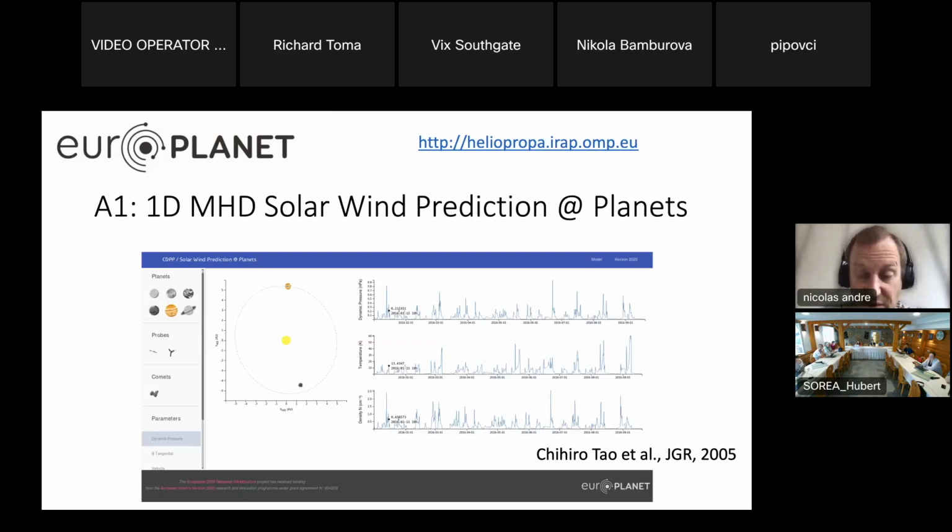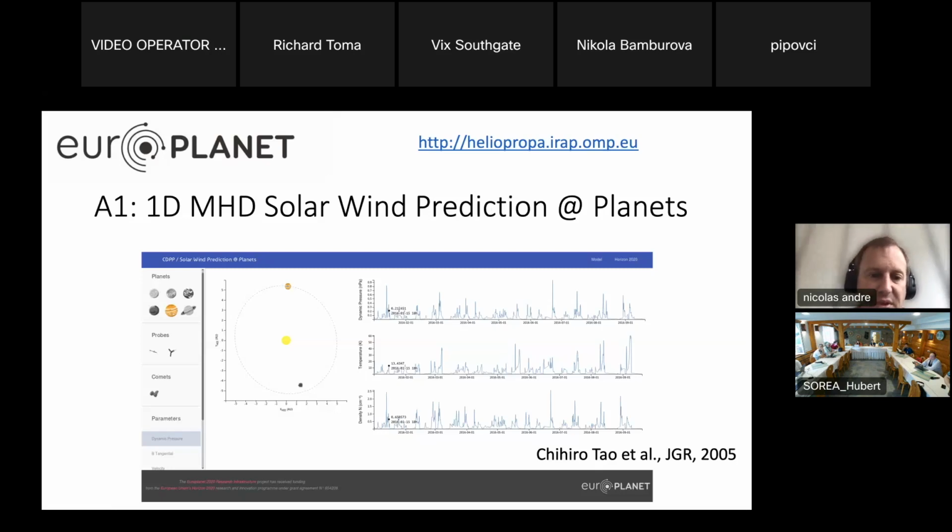So this system is available online. You have the address there. You can connect. You can choose the input parameters you want to use from the Lagrangian point L1, from spacecraft like Stereo orbiting in the heliosphere at different locations, or from missions like Solar Orbiter, which is currently under development. And then you can choose the targets of your propagations, all the planets, the comets, and some probes, in particular those having long-lasting cruise phases like BepiColombo, Solar Orbiter, Parker Solar Probe, Rosetta, Juno.